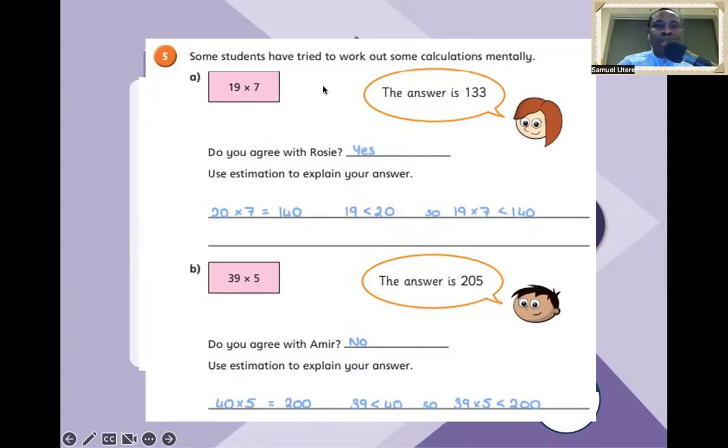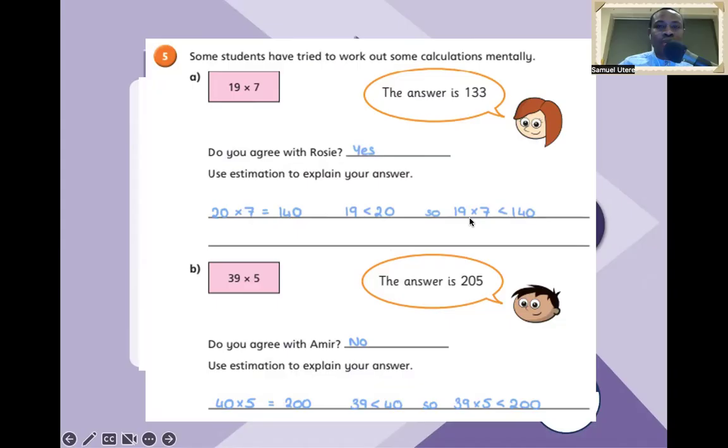So, some students have tried to work out some calculations mentally. Here, he says this is the answer. Now, do you agree with Rose? Of course we do, because if we use estimation, we'll see that our answer is close to 133. Why? This is closer to 20, so 20 times 7 is 140. And we can see that the estimate we have used is less than 20. The number for the calculation is less than the estimate we have used. So 19 times 7 must be less than 140.